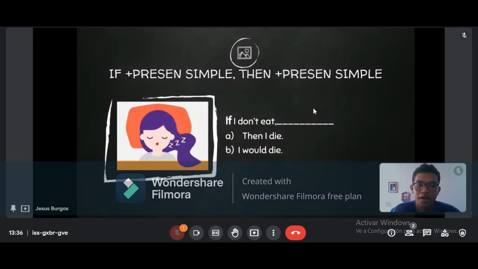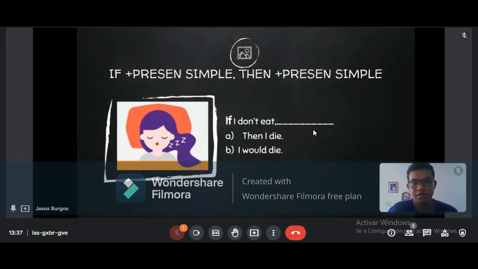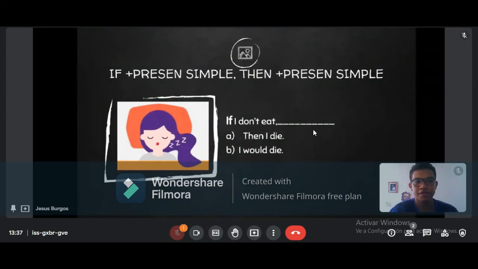Here, if, so present simple, I don't eat. Yes. And now here, present simple. Is present simple the first or the second? We can see that present simple is the first option. This is our correct answer.